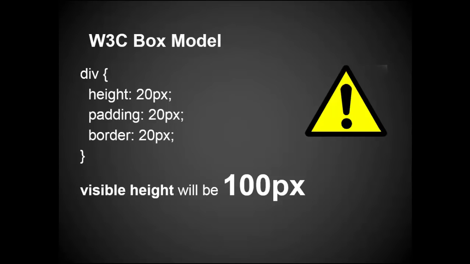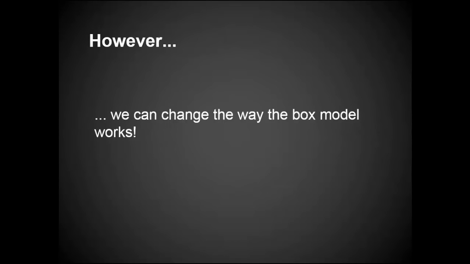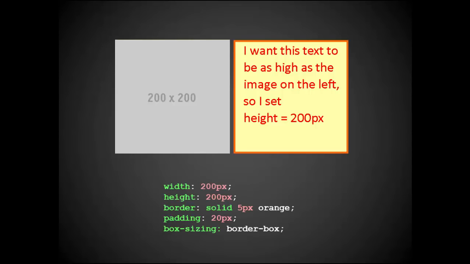However, we can change the way the box model works. How? With the CSS property. We can use box-sizing: border-box, meaning that when we define the height of the element, this will be the visible height. All the padding and the border will grow to the inside.